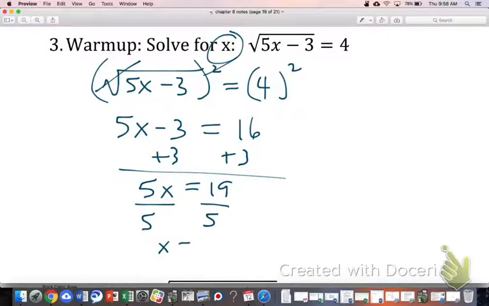And so that is my potential answer. I think it does end up being the answer, but I do need to check. Here would be a way to check. I'm going to come off to the side. I'll use a different color here.